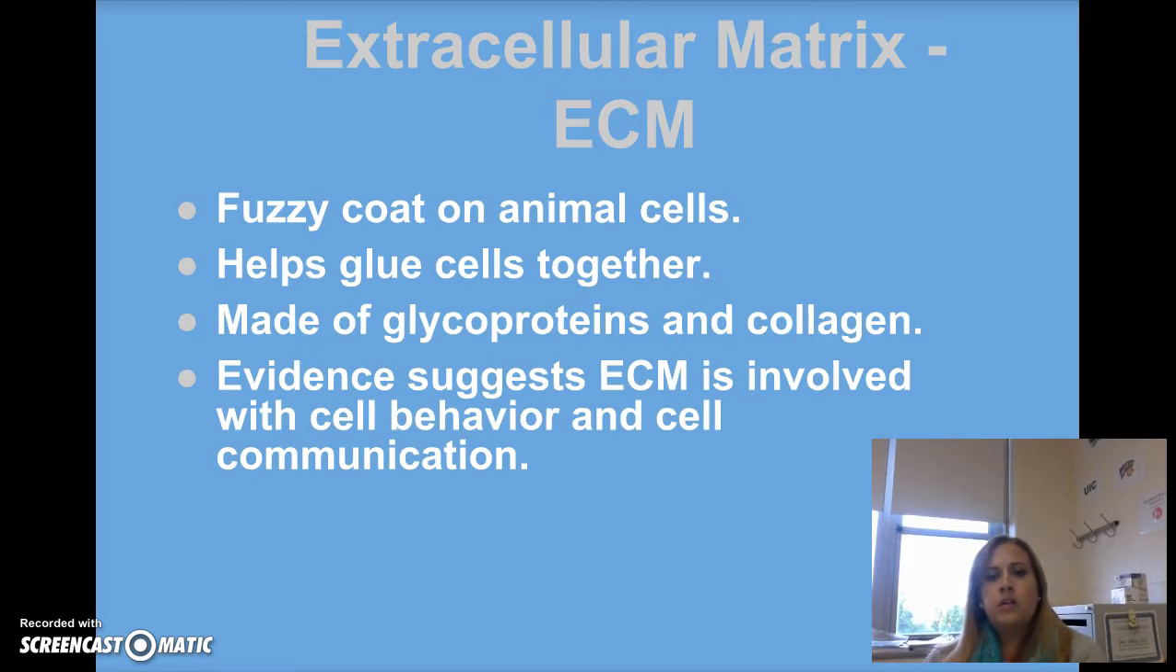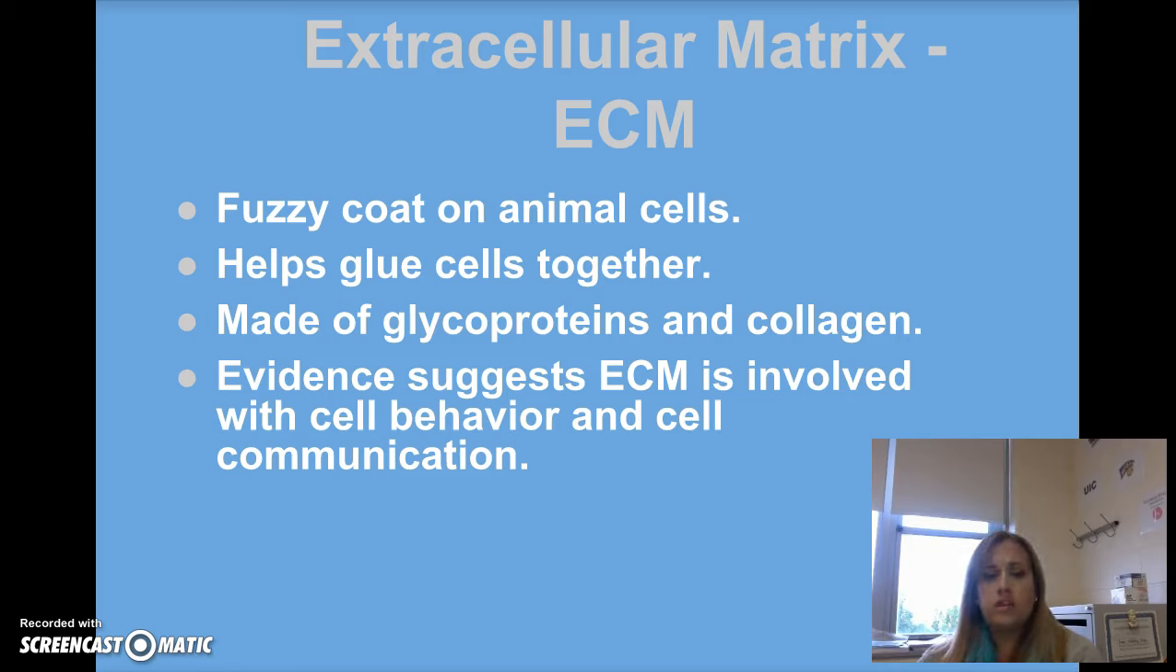Next, we're going to look at what is actually outside of our cells. So are our cells just like floating around in our bodies, or what's going on outside of the cells? And so we have something called an extracellular matrix, and it kind of looks like a fuzzy coat on animal cells, and it sort of serves the same function as the middle lamella does in plant cells. So this is what's going to help keep all your cells stuck together.